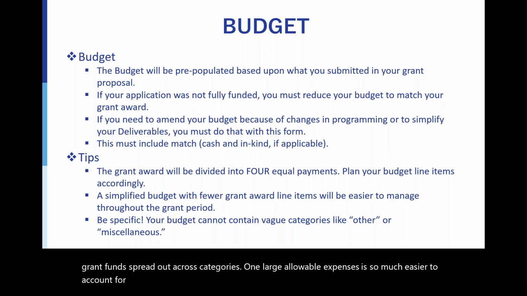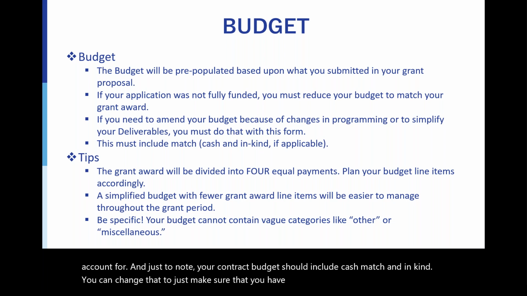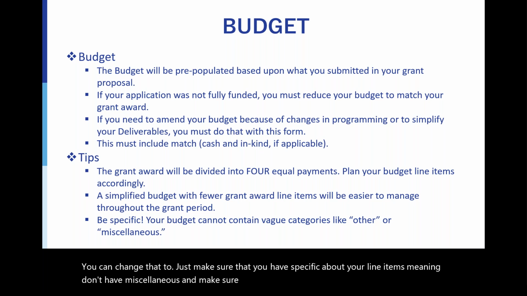And just a note, your contract budget should include cash match and in-kind. You can change that too, just make sure that you are specific about your line items, meaning don't have miscellaneous, and make sure that you're aware of all non-allowable costs.